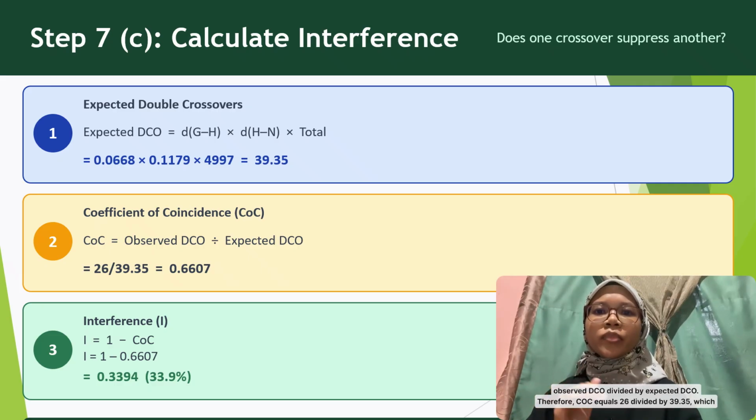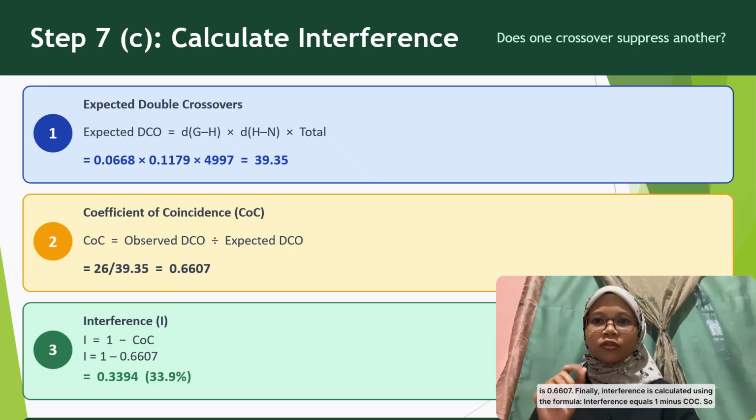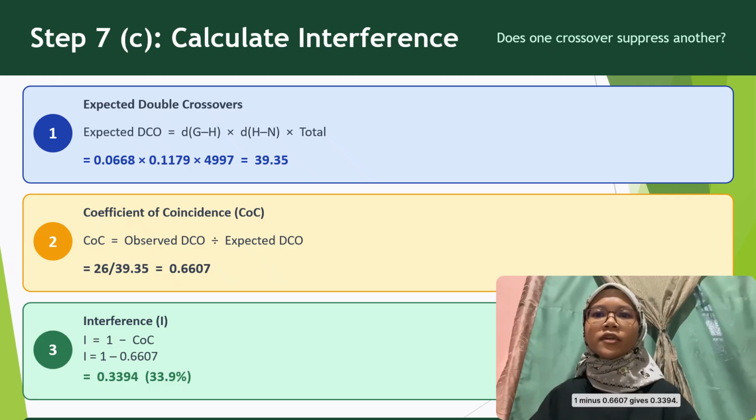Then the coefficient of coincidence, COC, equals 26 divided by 39.35, which is 0.6607. Finally, interference is calculated using the formula: interference equals 1 minus COC. So 1 minus 0.6607 gives 0.3394.